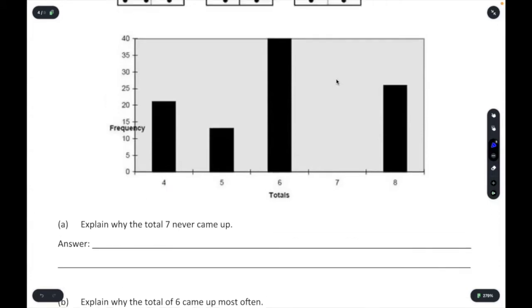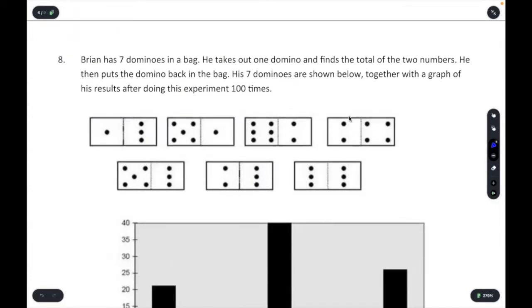To answer this, we need to go back to our dominoes and see what the totals actually were of these dominoes, because that's going to give us clues as to which are more likely to occur or which won't occur at all. So looking at the first domino, 1 add 3 is 4 for the total of this domino. 5 add 1 is 6. 6 add 2 is 8. 2 add 4 is 6. 5 add 3 is 8. 2 add 3 is 5. 3 add 3 is 6. So what you'll notice is that the number 7 never appears.